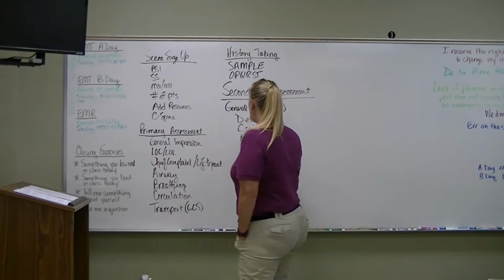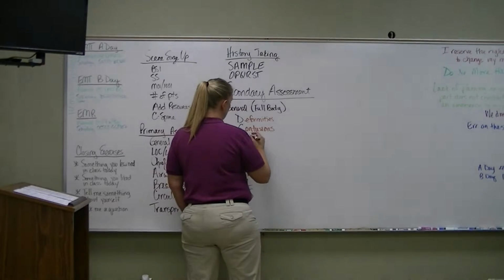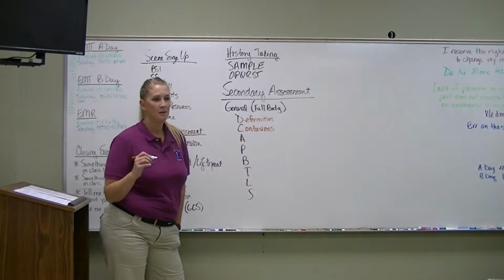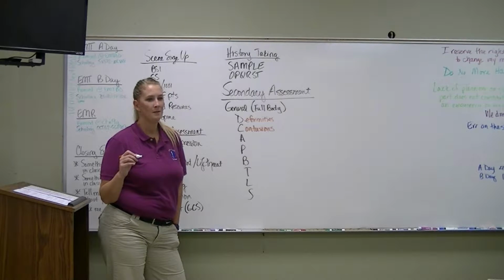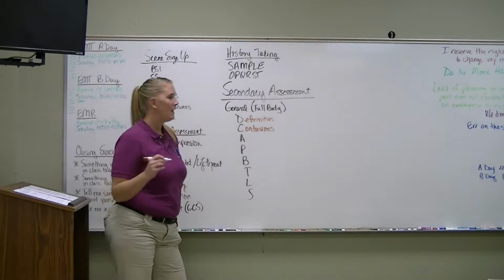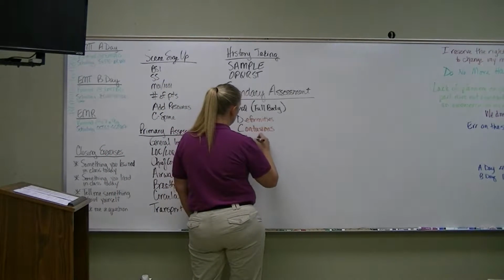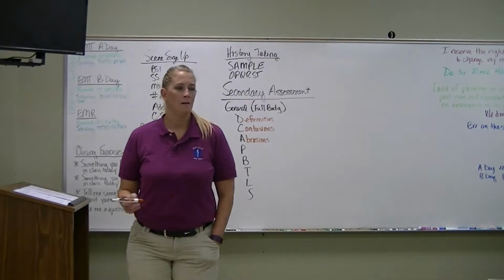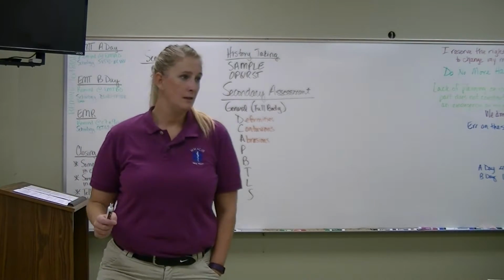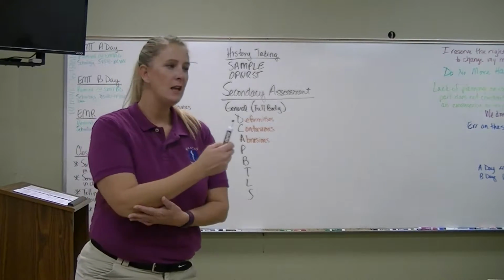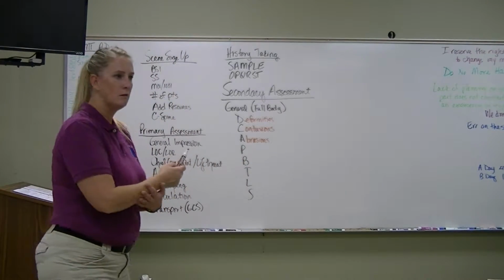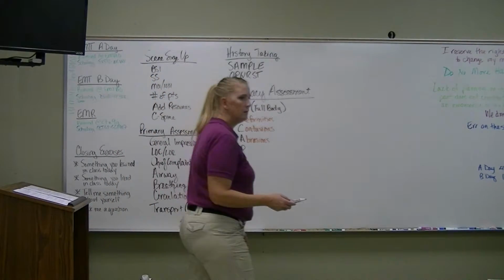Deformities, contusions, what's A? A is abrasions. What's an abrasion? It's a scrape. It's like road rash, right? Kind of messes with the surface of the skin. Might be a little deeper than capillary, but you get minor oozing, minor bleeding. Okay? What is P? Punctures.